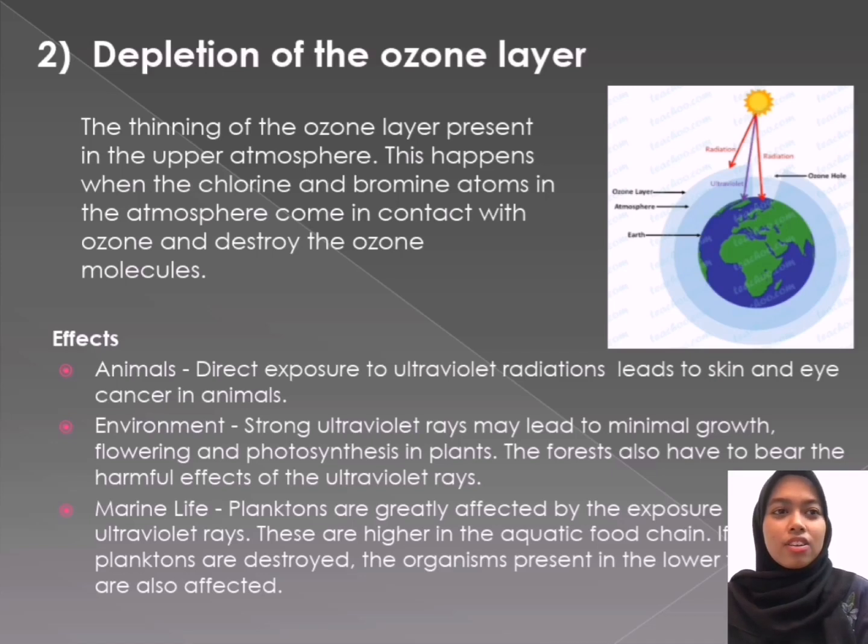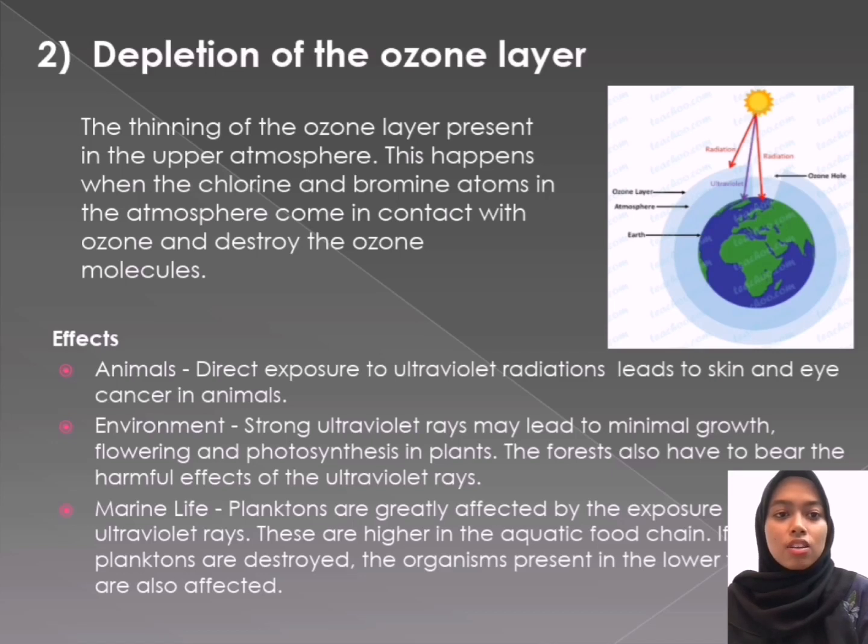The thinning of the ozone layer protects the upper atmosphere. This happens when the chlorine and bromine atoms in the atmosphere come into contact with ozone and destroy the ozone molecule. The effects of depletion of the ozone layer are: first, animals. Direct exposure to ultraviolet radiation leads to skin and eye cancer in animals. Second, environment. Strong ultraviolet rays may lead to minimal growth, flowering and photosynthesis in plants.